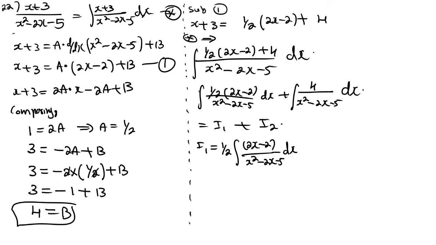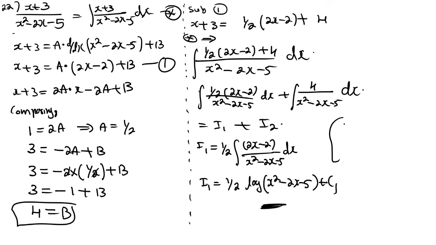Here we know it is in the form f dash of x by f of x. So I1 value is equal to 1 by 2 into log of f of x, that is x square minus 2x minus 5 plus integration constant c1. Just remember the formula: integration of f dash of x by f of x is equal to log of f of x plus c. Similarly, calculate I2 value. I2 we have 4 divided by x square minus 2x minus 5. Similar procedure you need to follow.